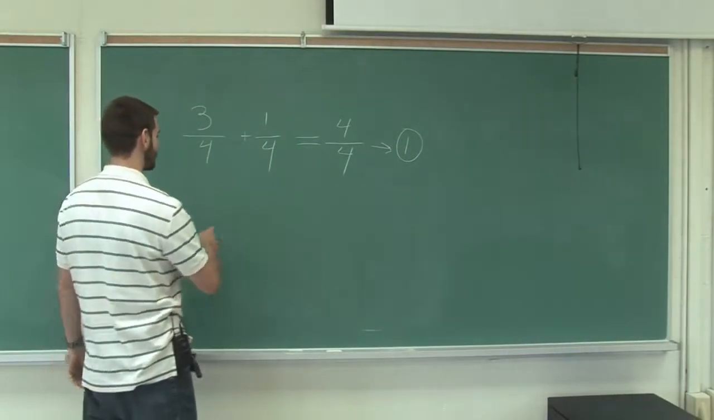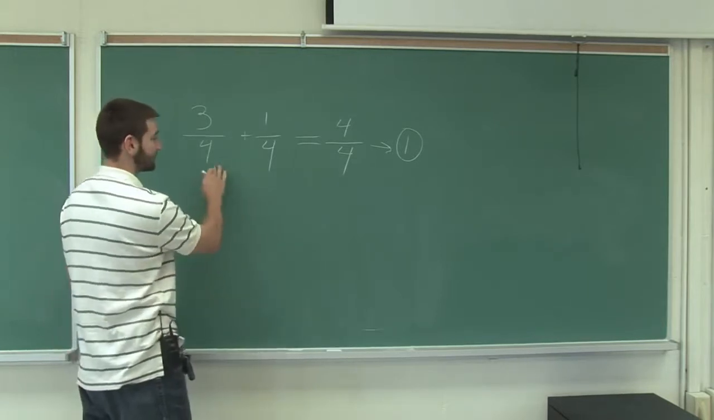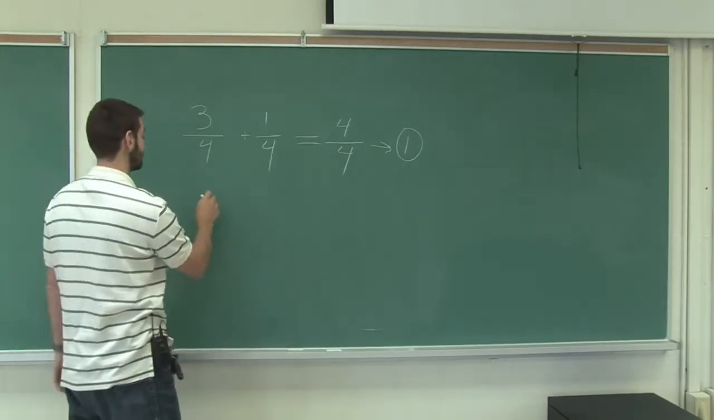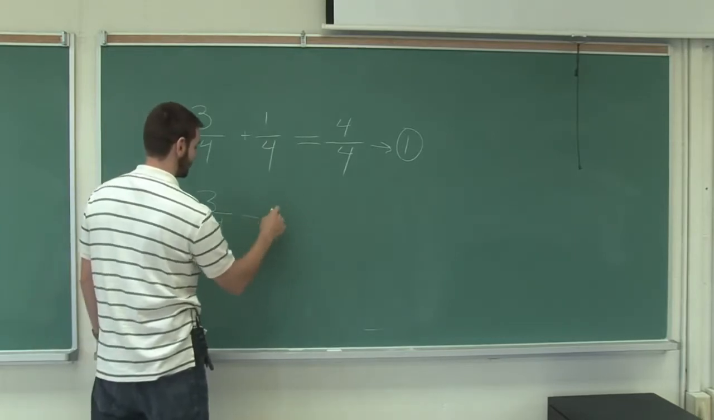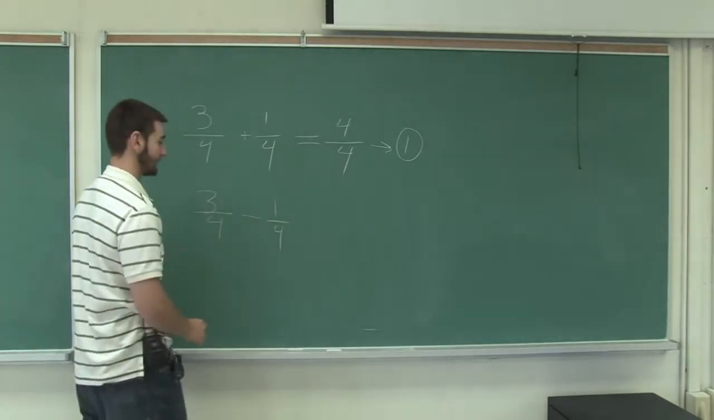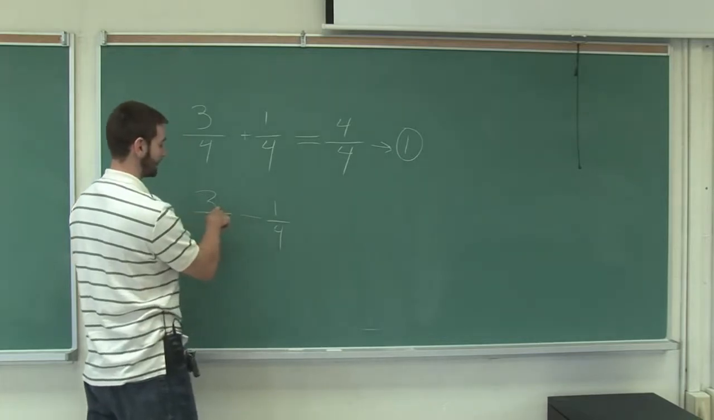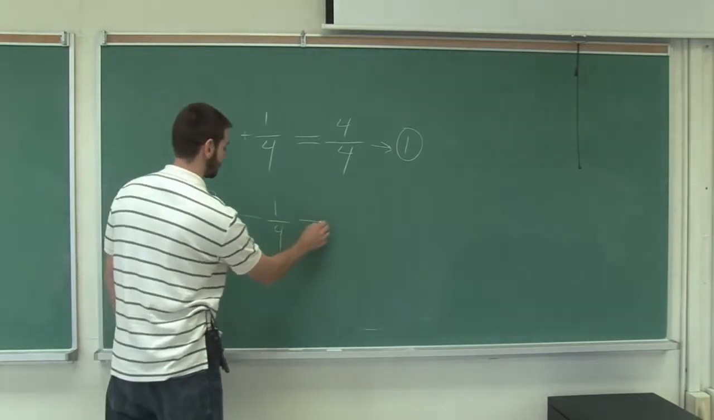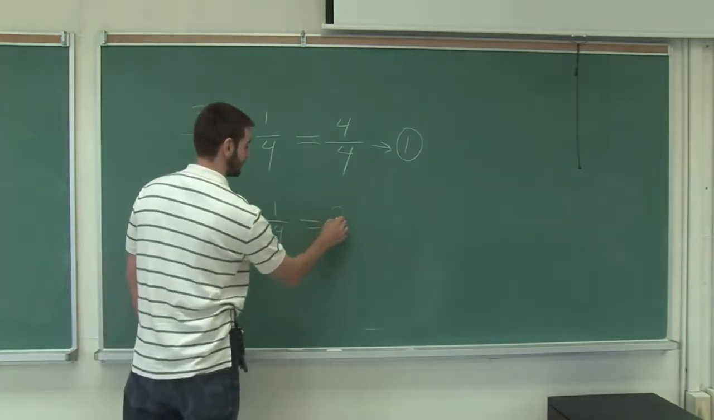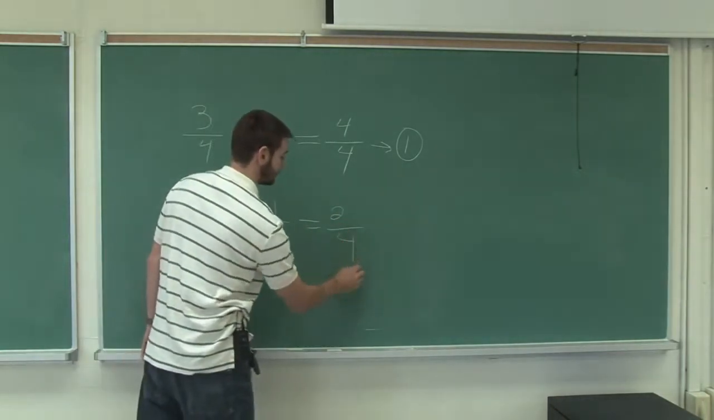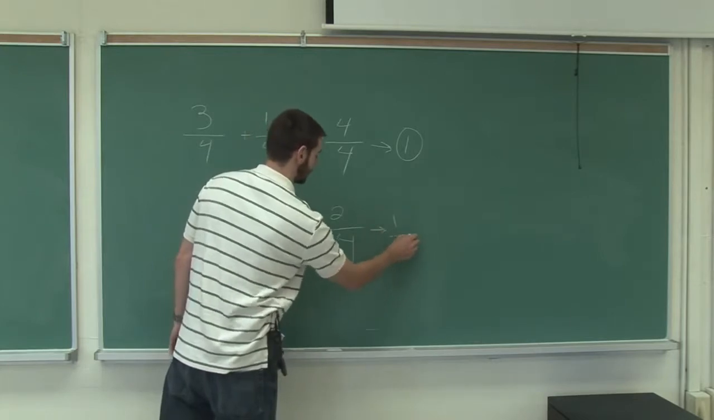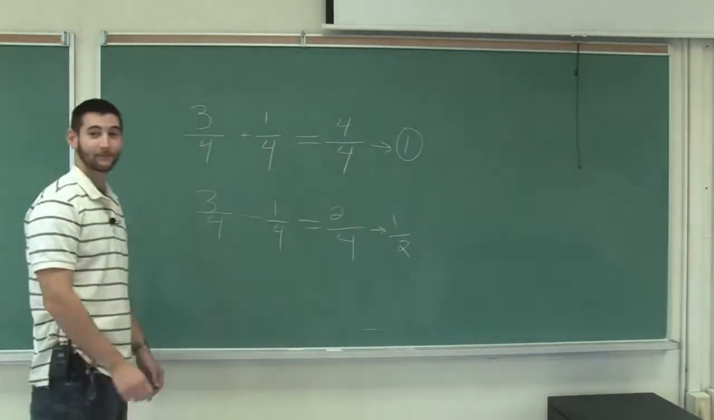For subtracting fractions, it works much the same way, but it's also important here that we have the same denominator as well. 3/4 minus 1/4. You just take the first numerator, subtract the second numerator. 3 minus 1 is 2. Keep the same denominator again, 2/4, and that is equal to 1/2.